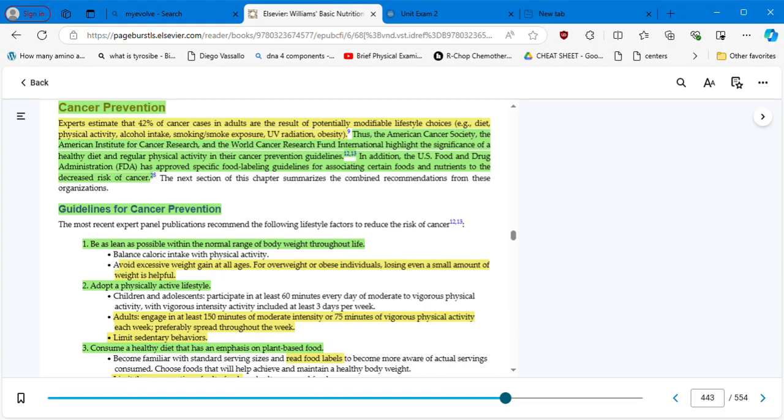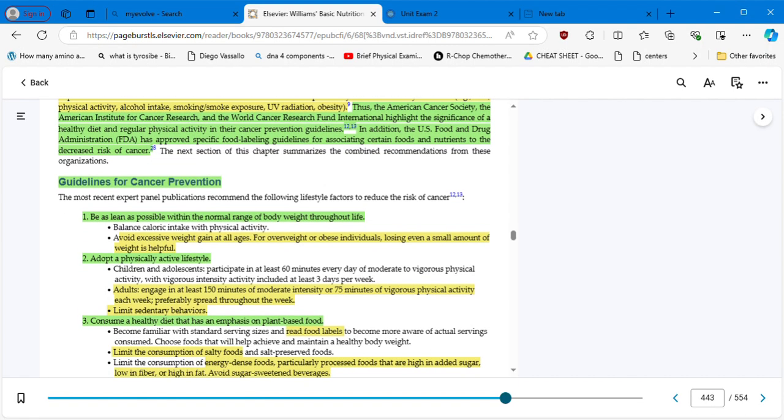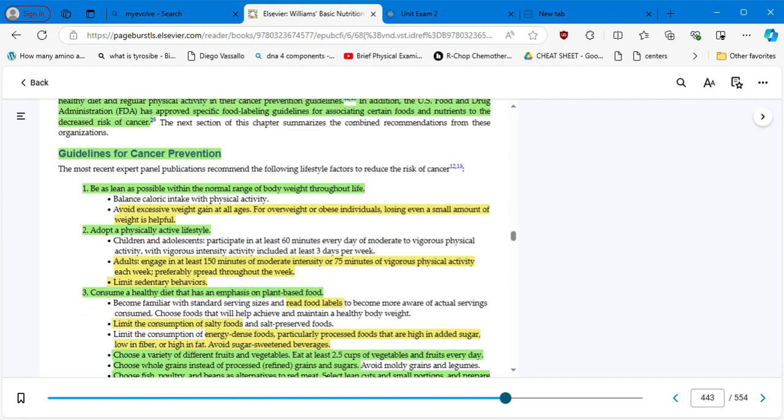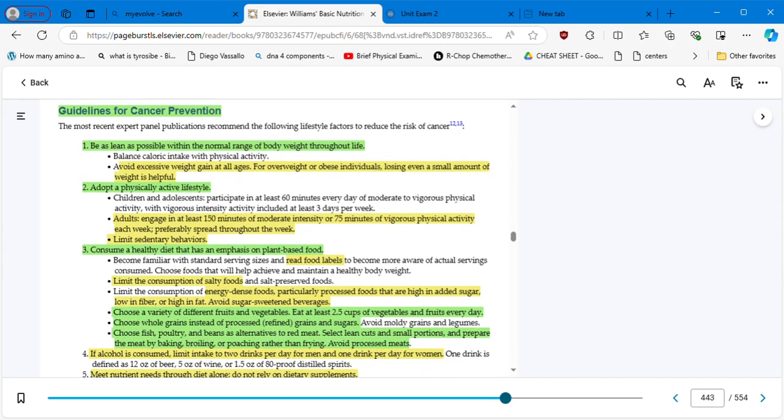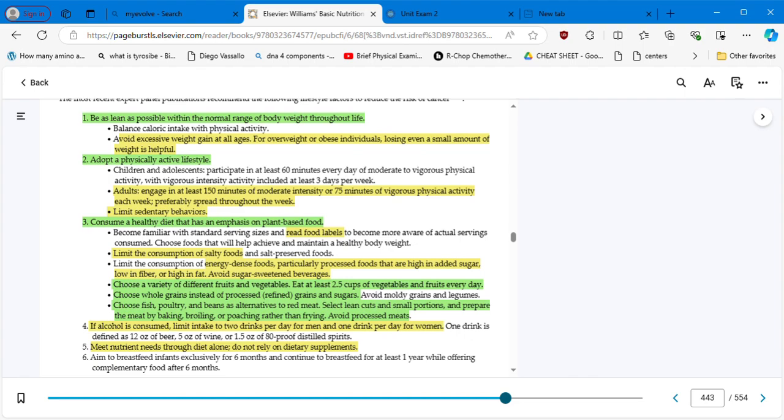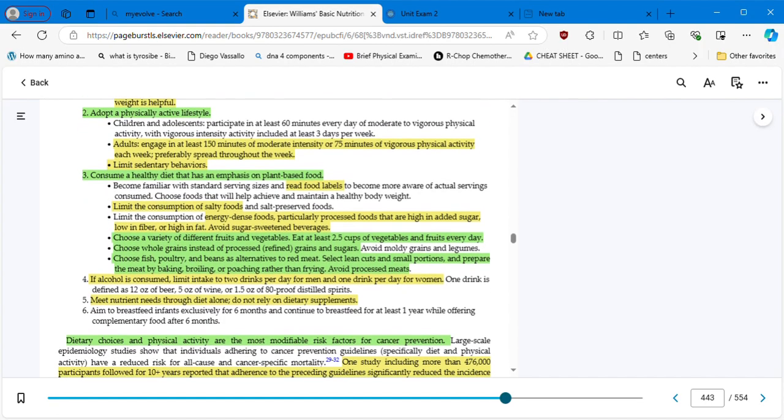In addition, the U.S. Food and Drug Administration has approved specific food labeling guidelines for associating certain foods and nutrients to the decreased risk of cancer. So, guidelines for cancer prevention: number one, be as lean as possible within the normal range of body weight, right? So, we have to lose weight, we have to avoid overweight and obese status, adopt a physically active lifestyle, go for a walk, swim, ride your bicycle. The fact is that we need to limit sedentary behavior.